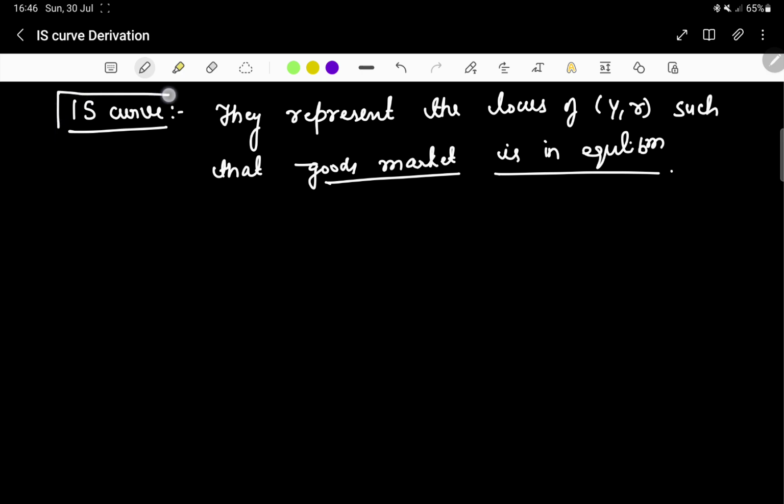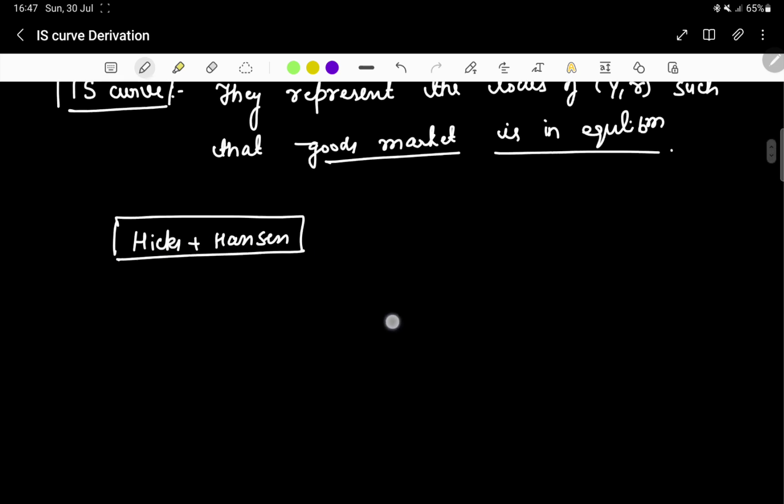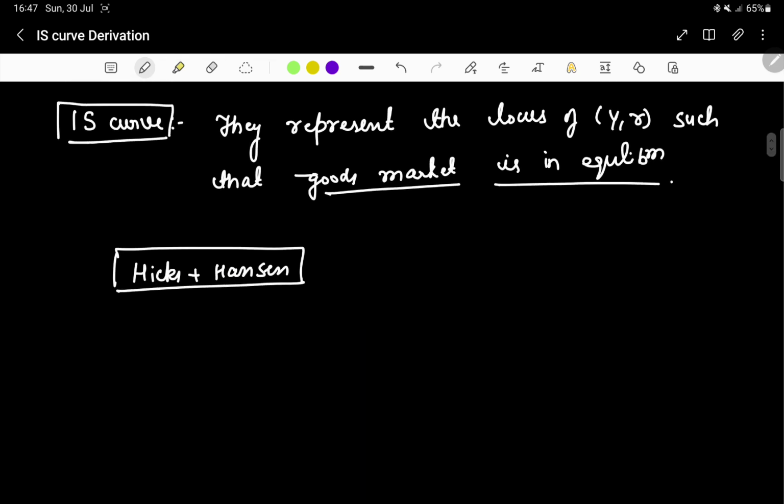So we have to look at the IS curve from this perspective. Now we will look at how the IS curve is derived. Now we have to look into the assumptions taken by Hicks and Hansen. Hicks and Hansen said that the IS curve was an improvement over the pure Keynesians.